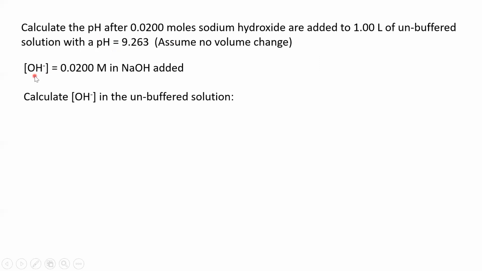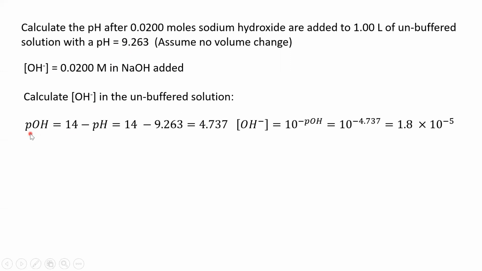Well, the hydroxide ion concentration is going to be 0.0200. Okay, it comes from the sodium hydroxide. It's a 1-to-1 ratio. We want to calculate the hydroxide ion from the unbuffered solution. Well, we know the pH, and if we know the pH, we can calculate the pOH. And if we know the pOH, we can calculate the hydroxide ion that's in the unbuffered solution.